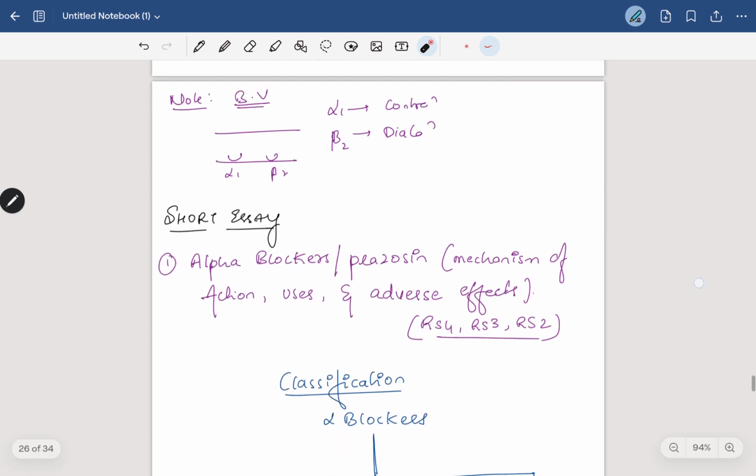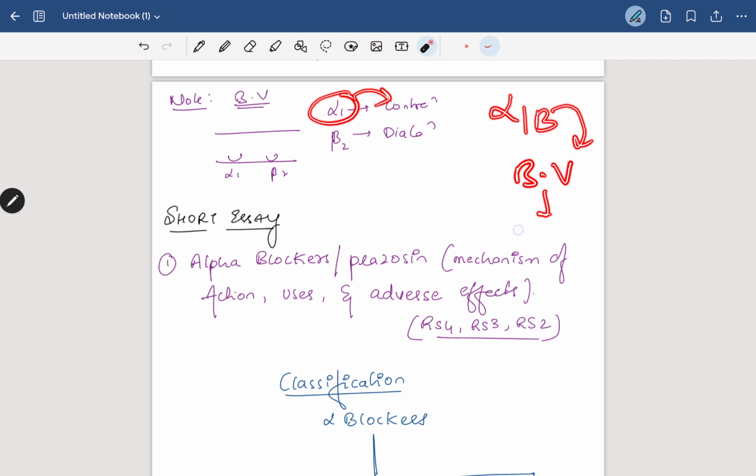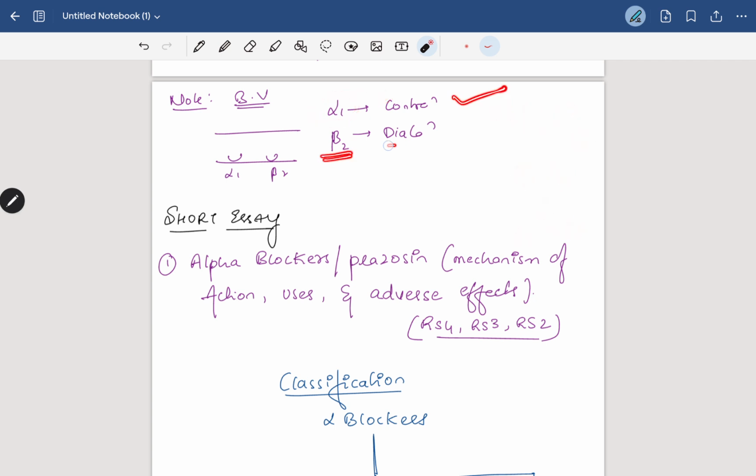So one thing that you need to know about blood vessel is that on blood vessel you have both alpha 1 and you have beta 2 receptors present. So alpha 1 leads to contraction of blood vessel. Recall that we read alpha 1b. From B we had blood vessel, which leads to contraction, right? So alpha 1 leads to contraction and beta 2 leads to dilation.